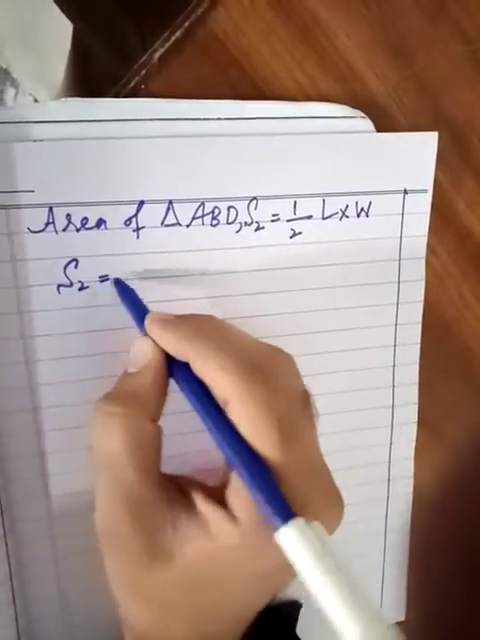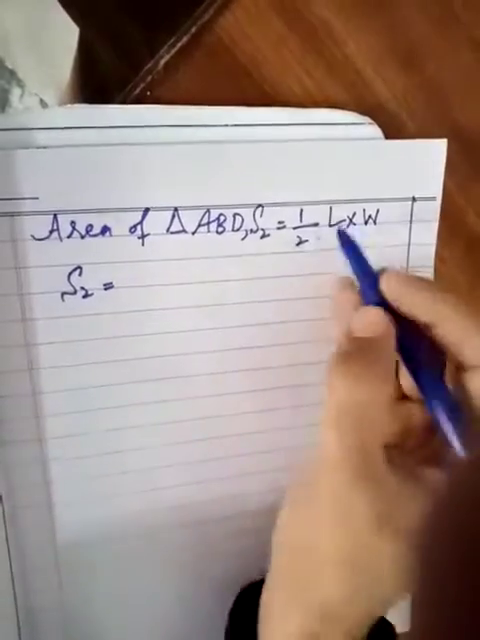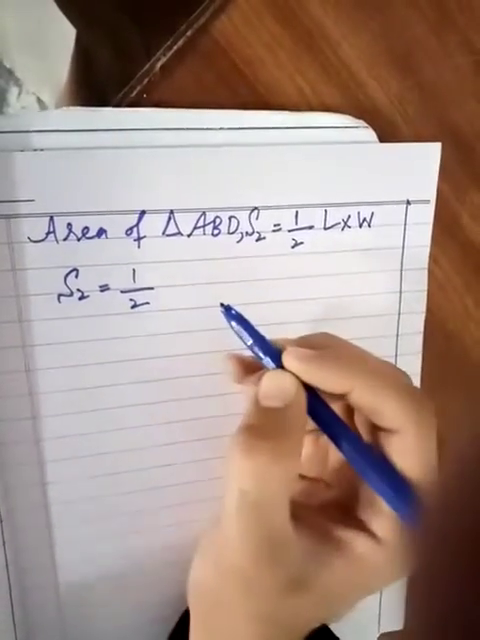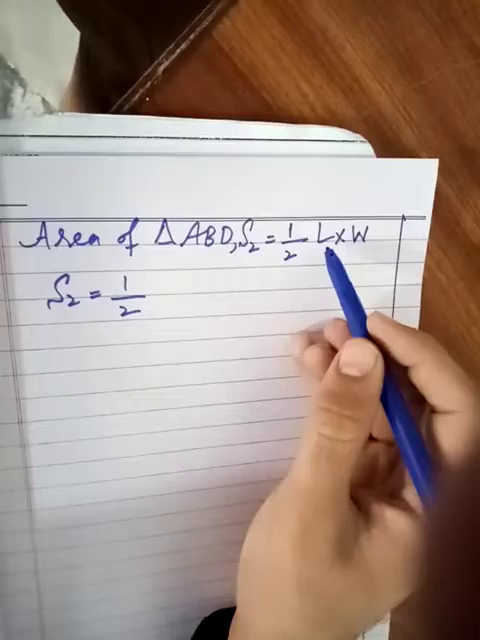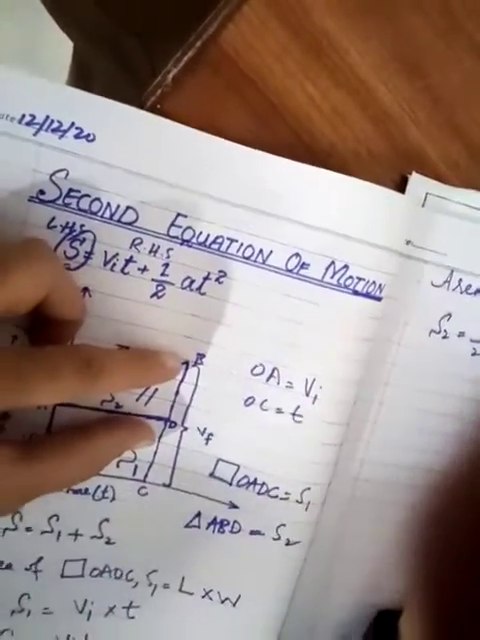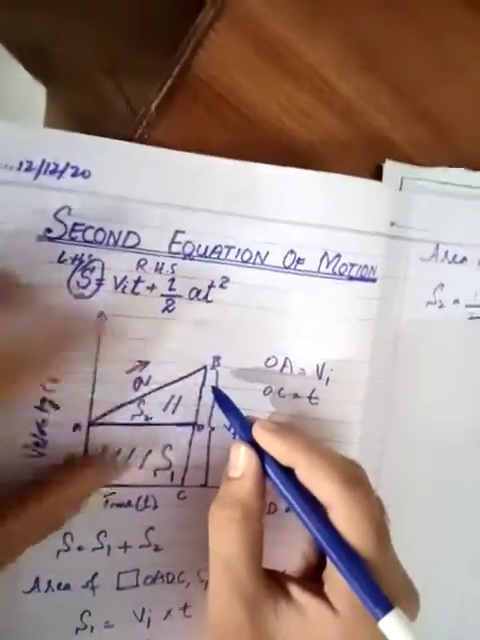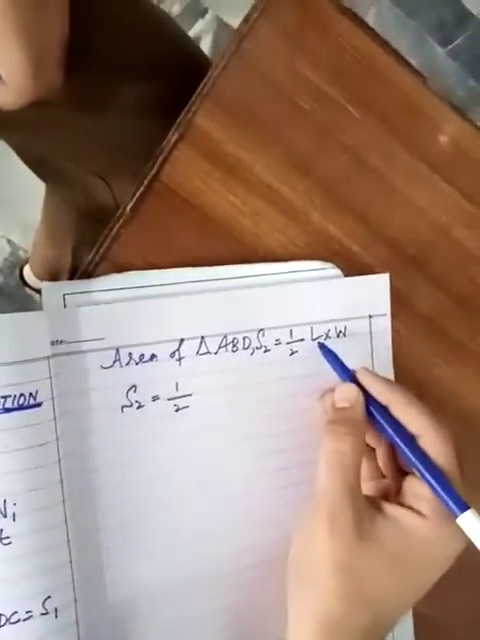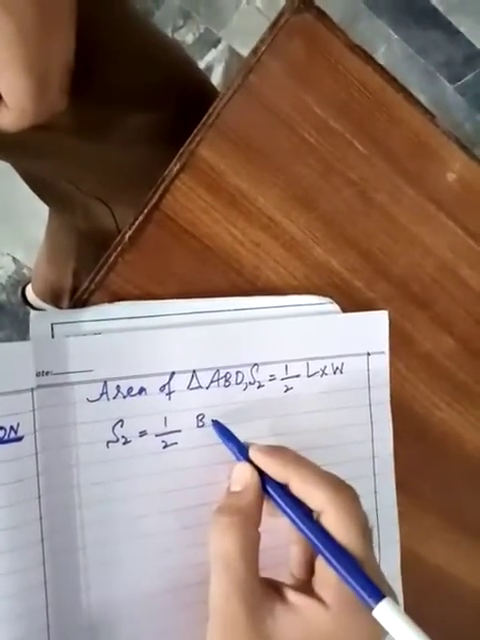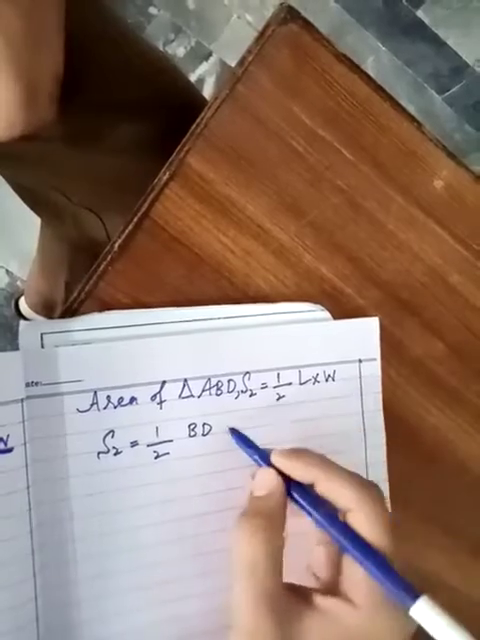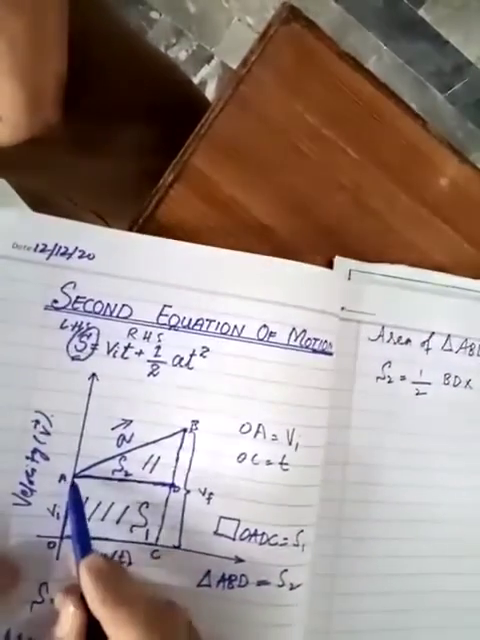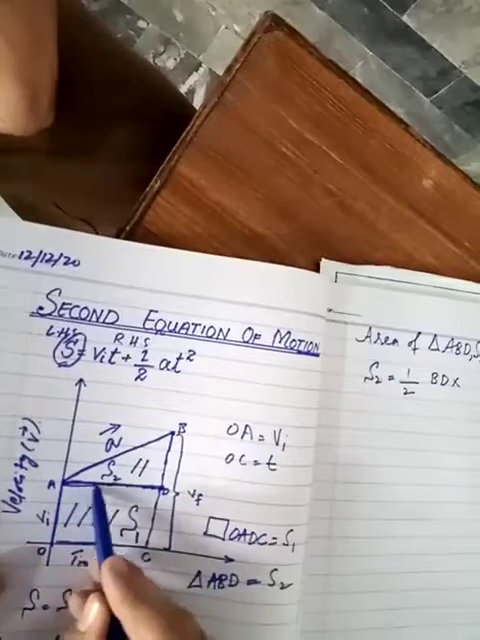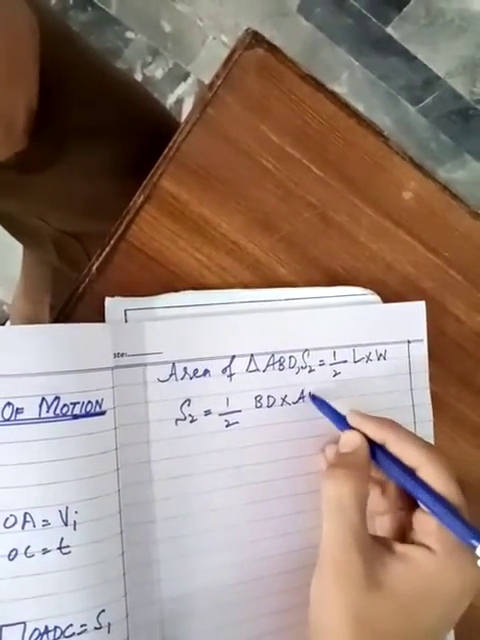So from the above formula, by putting the values, 1/2 will remain the same, while length is BD. The length in the triangle is from B to D. So instead of length we will put BD, and instead of width we will put AD. This is the width of the triangle, so we will put AD here.